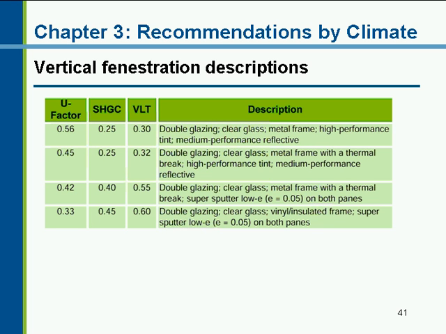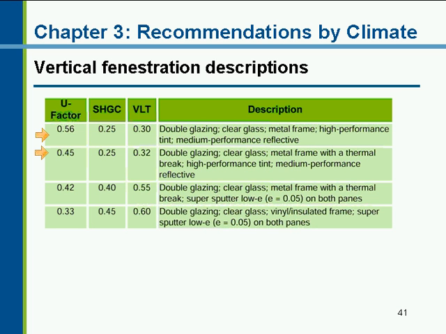Now let's go on, and here's a table which shows how you might achieve some of these criteria. So for the package for the hottest climates, which had a 0.56 U factor and 0.25 solar heat gain coefficient, that's typically going to be double glazing in clear glass, meaning it doesn't have a low emissivity coating, the metal frame, but it's got a high performance tint on it, and so there's some reflectance to it to bounce the solar gain out. But there's nothing special about the other coatings on the glass or about the frame.